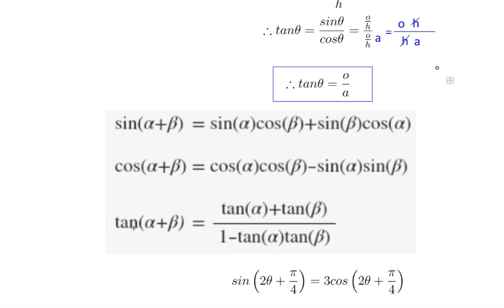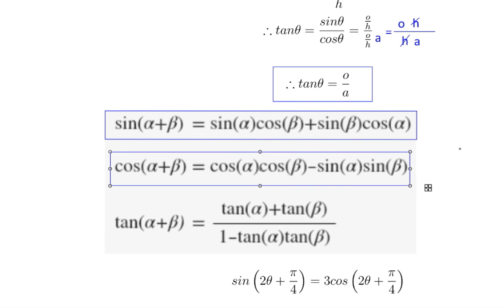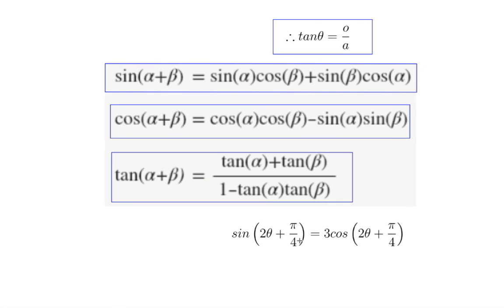And finally, we have our double angle formula. This one here has been proven in past videos. If you do the same techniques for that proof, but for adjacent divided by hypotenuse, you'd end up with this. If you do the same techniques, but instead for opposite over adjacent, you'd end up with this. Now let's go straight to the problem. The problem is sine of 2 theta plus pi over 4 equals 3 cos of 2 theta plus pi over 4.